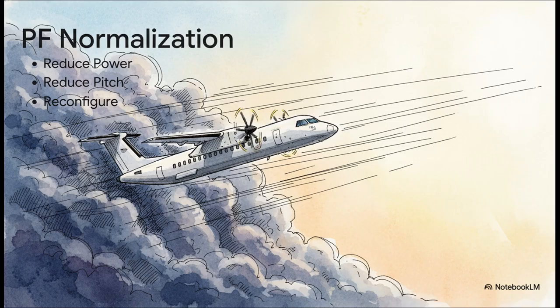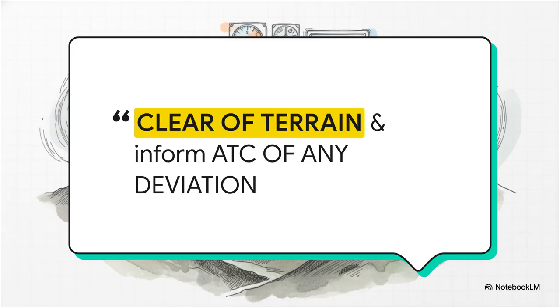The crisis is managed. And the procedure officially concludes with what I can only imagine is a massive sigh of relief. The pilot monitoring calls out clear of terrain. Immediately following this call-out, the PM gets on the radio and informs air traffic control of the deviation that occurred during the maneuver, ensuring the airspace around you remains safe and managed.